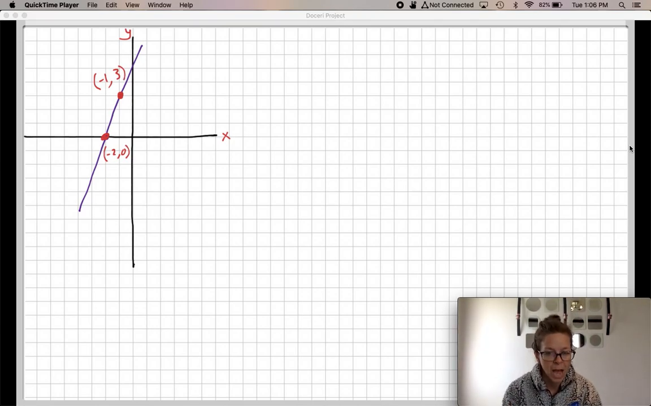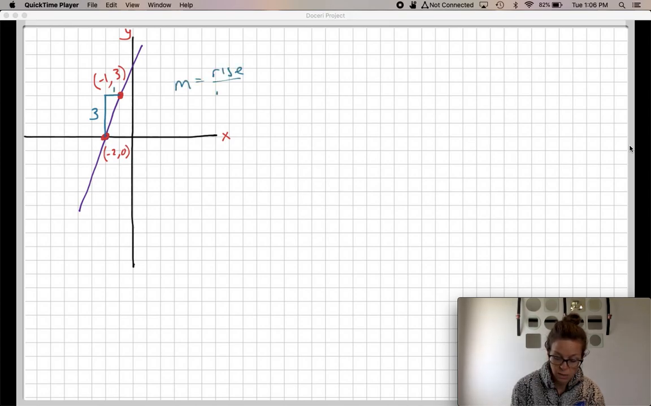But I think a faster way of approaching this problem is to think about the other definition of slope, which is rise over run. So what we want to do is think about connecting these points with a rise. I would have to rise up 3, and then I would run over 1. So if slope is rise over run, then I have 3 over 1. Okay? And that gives me 3.